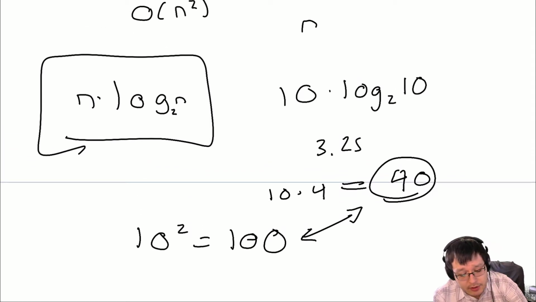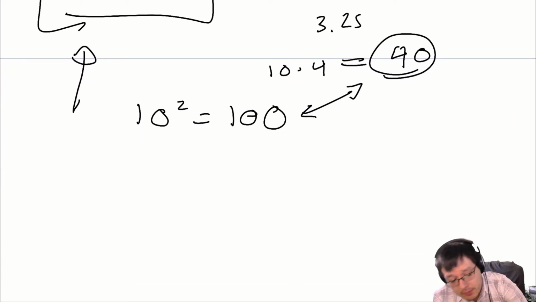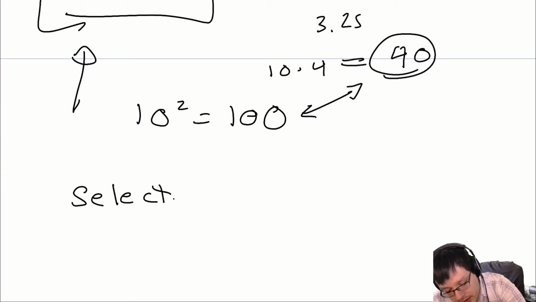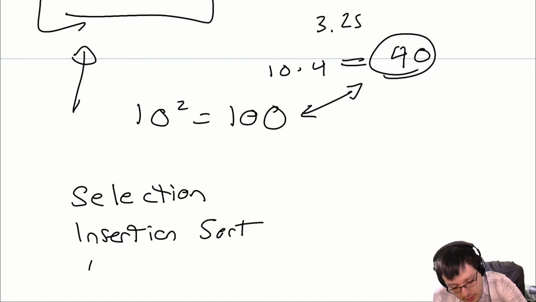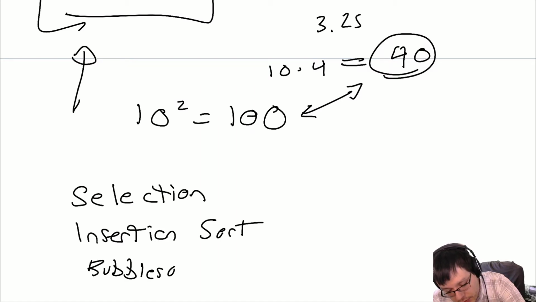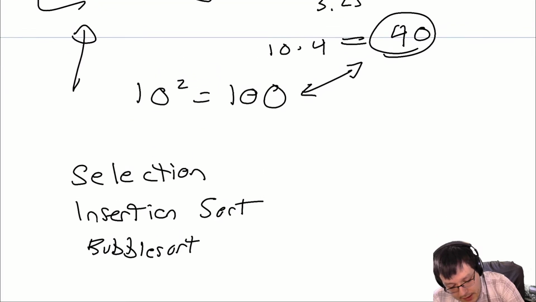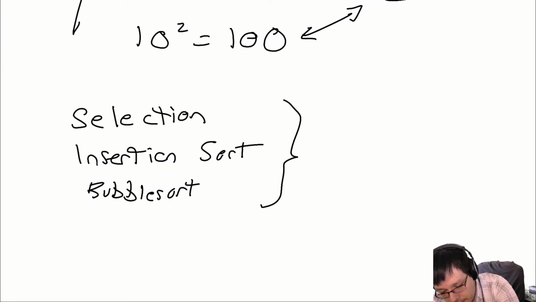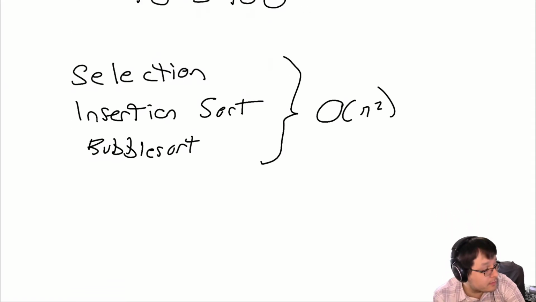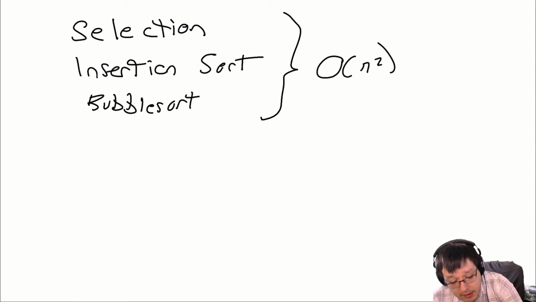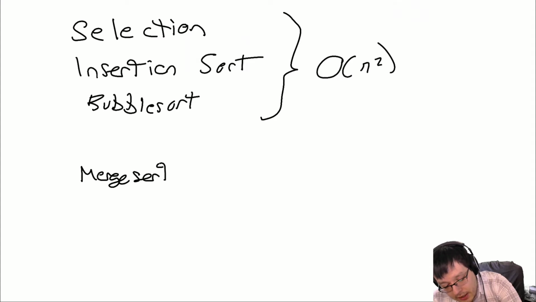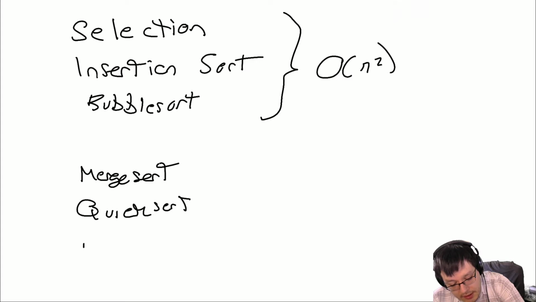Which kind of algorithms can achieve such a speed? Well, let me go ahead and list most of the popular sorting algorithms, and I'll tell you what their speeds are. We have selection sort. We have insertion sort. We of course have our bubble sort, which we learned. These are all the kind of lame ones. They take n squared time, not really fast. But then we get into the better ones. We got merge sort, we got quicksort, and then we got heap sort.